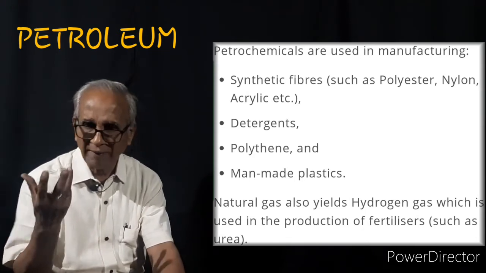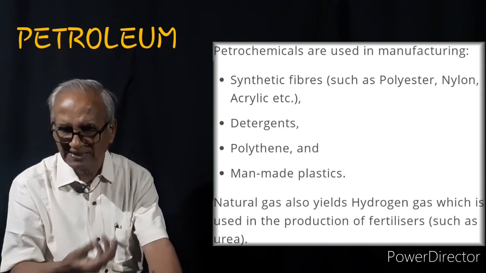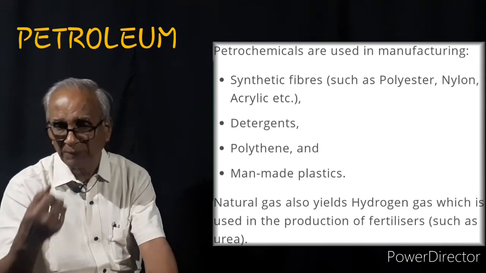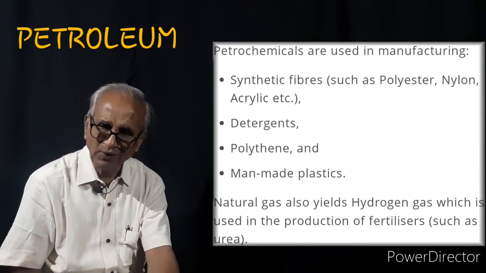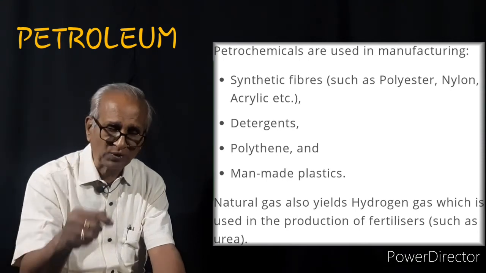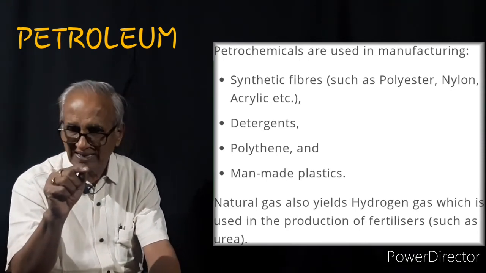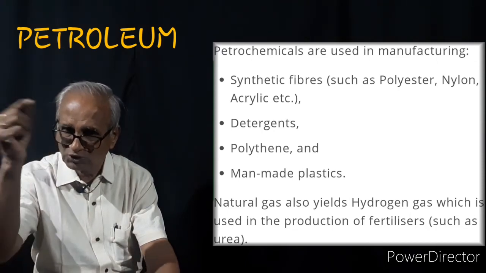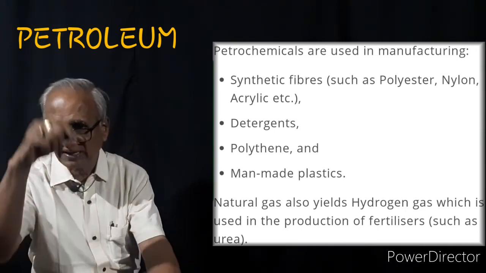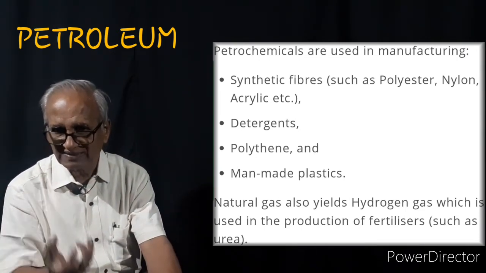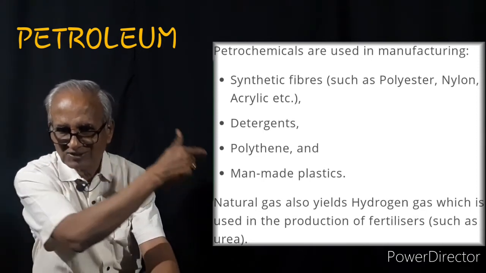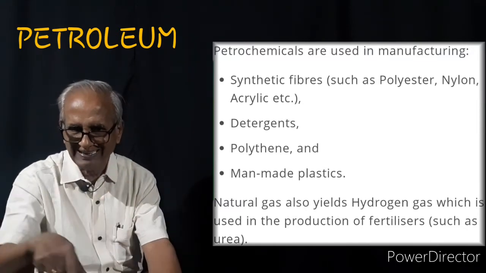Polythene, all man-made plastics, different kinds of plastics we get, they are all got from petroleum. Hydrogen gas we get from petroleum. We have a big requirement of hydrogen in the industrial field. Natural gas we get from petroleum. From natural gas we separate out hydrogen. It is used in the production of urea. To produce fertilizers, to produce urea, you need hydrogen gas. Hydrogen gas is obtained from petroleum. See, you get all the links here.